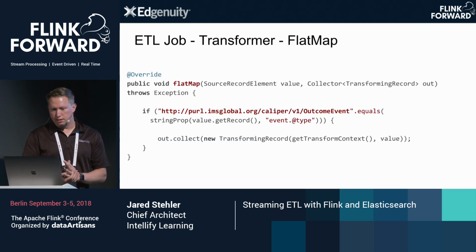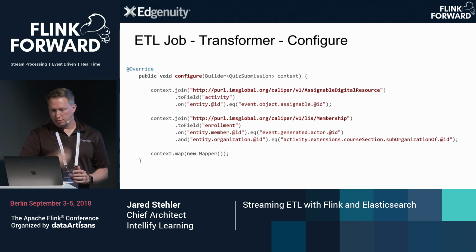This is a detailed example of what a flat map tends to look like. It pulls a record out. All of our records come through as JSON, so we've got a bunch of helper functions for processing and pulling out property values and things that are nested. In this case, if a record comes through that has an event.type of outcome event, then we're going to send it along as a transforming record.